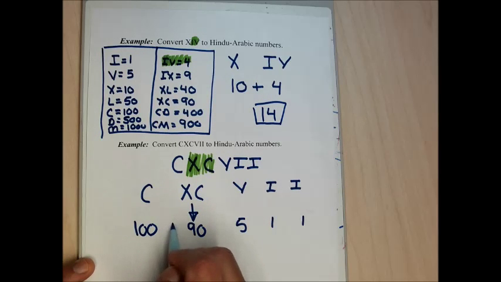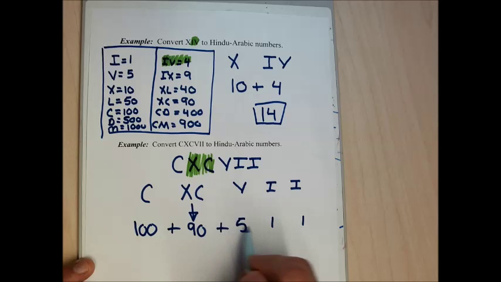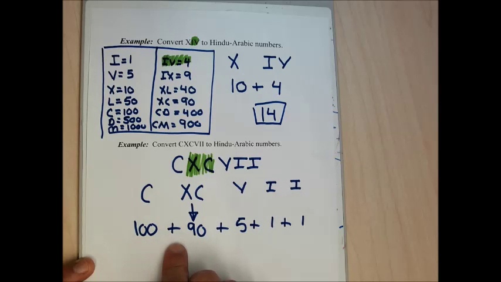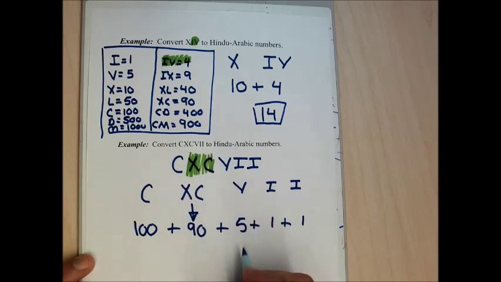Now I'm just going to take these numbers and add up the values. And I can do that in my head. 100 plus 90 is 190. Plus 5 was 195, 196, 197. So to convert CXCVII to a Hindu Arabic number, I get the number 197.